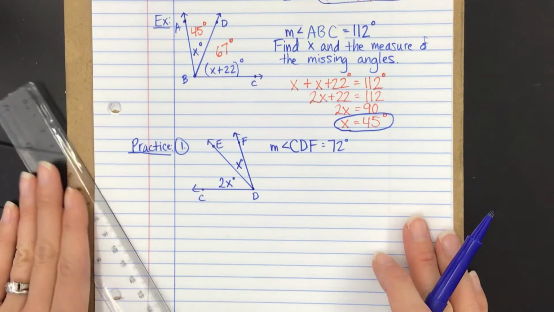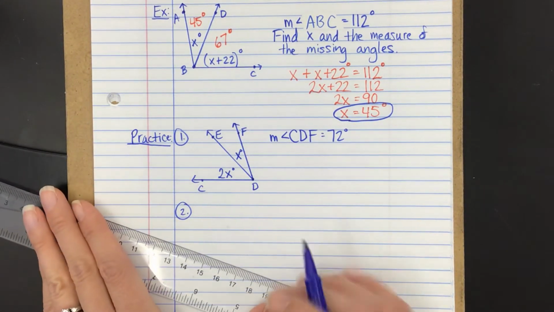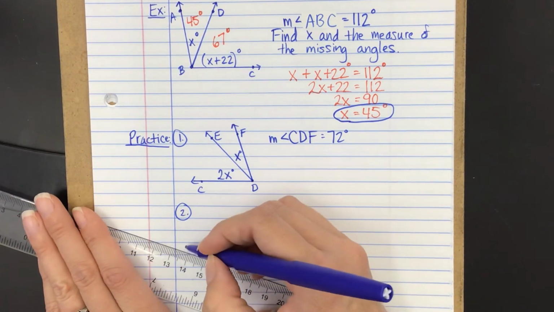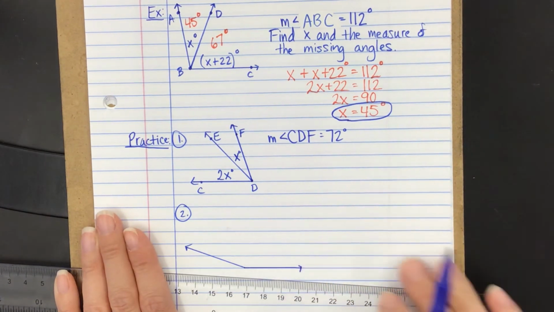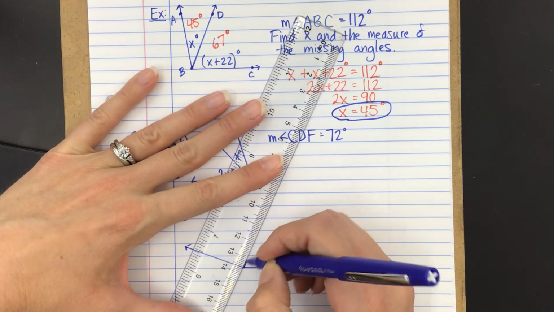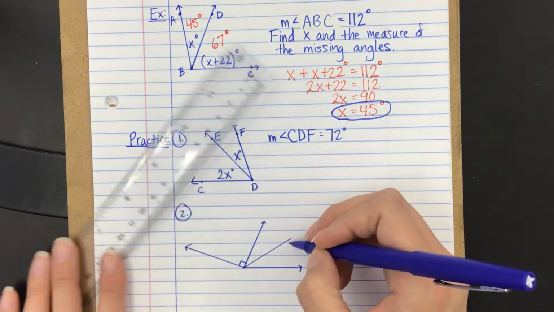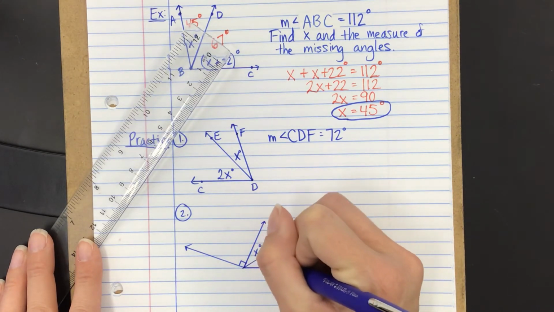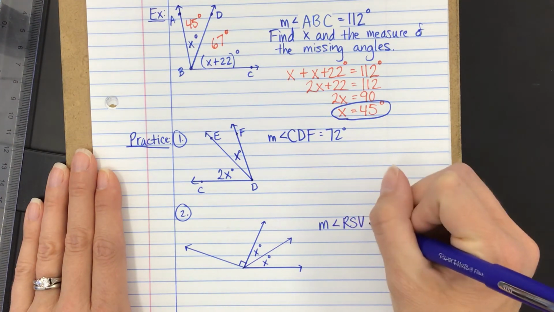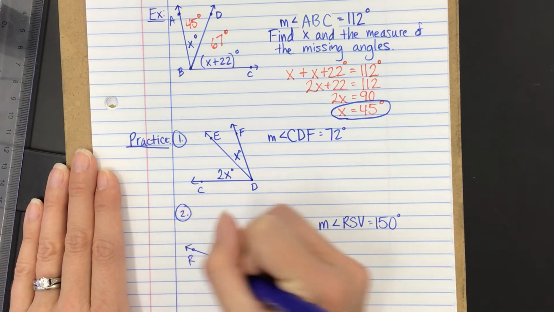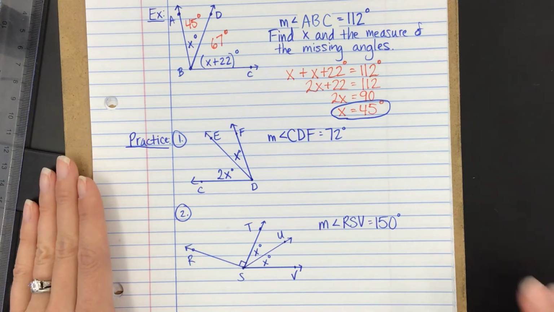Okay, for these practice problems, I want you to find x, and I also want you to find the measure of the missing angles. Okay, so try those out real quick.